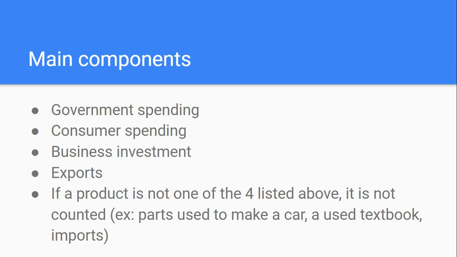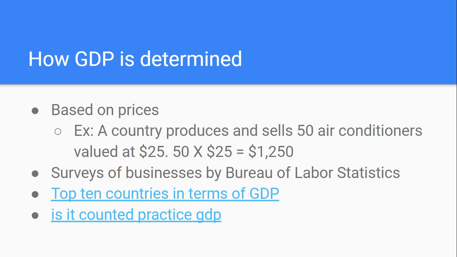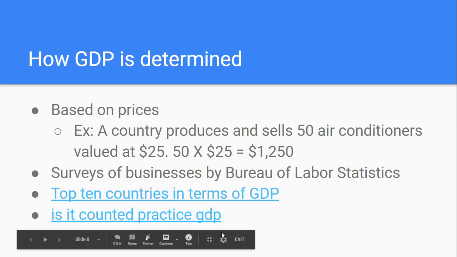So these are the four main components: G plus C plus I, investment, plus E. Here's how GDP is determined. I'll give you an example. If your country only makes one thing, they make air conditioners, and during a given year, they make 50 air conditioners and sell all 50 at $25, 50 air conditioners times $25 would be 1,250, and that would be your GDP for that year, the 1,250.